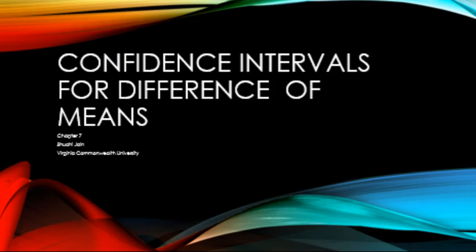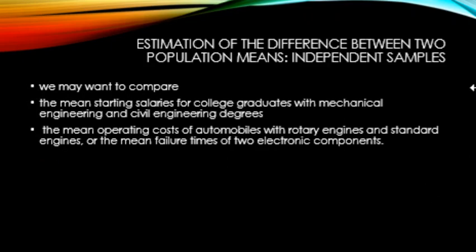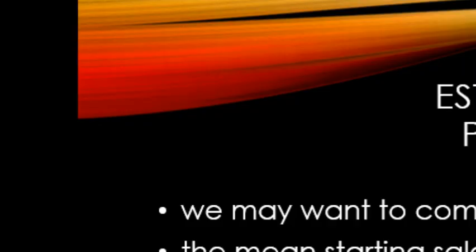In this lecture, we will discuss how to create a confidence interval for the difference of means. Let's say we are interested in comparing two population means, and here's an example to start with. We want to compare the mean starting salary for college graduates with mechanical and civil engineering degrees. So we have two populations and we want to compare the two population means to find if they are different or if they are the same.